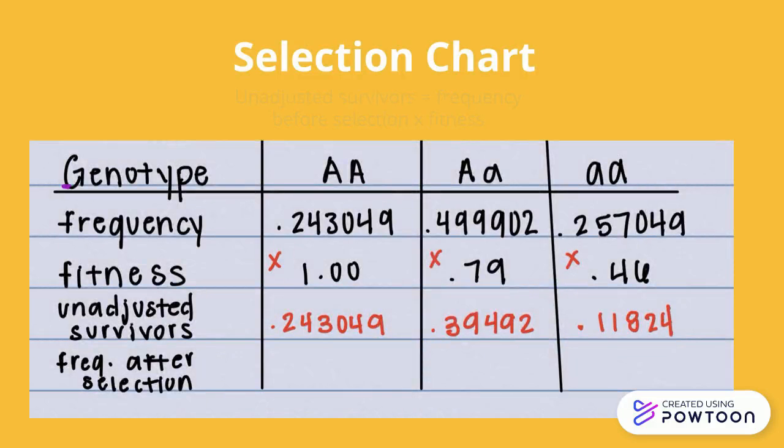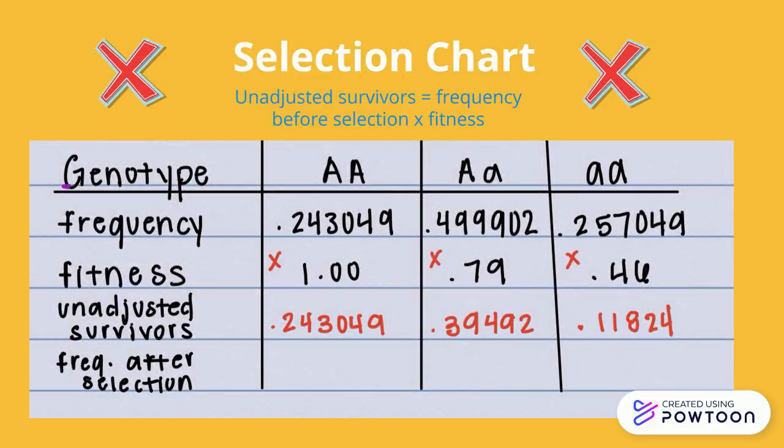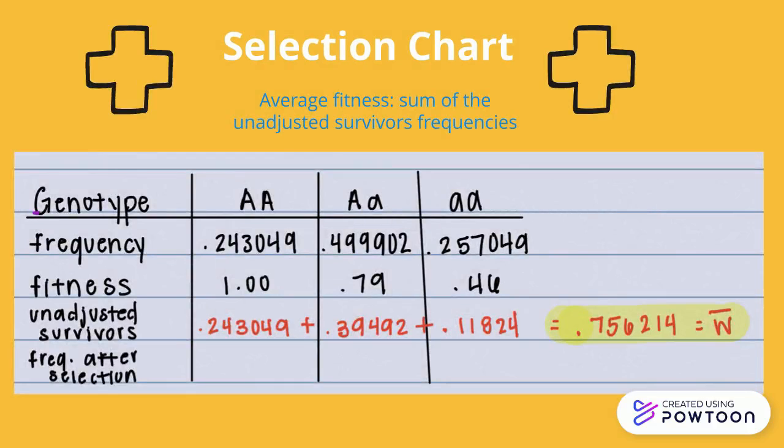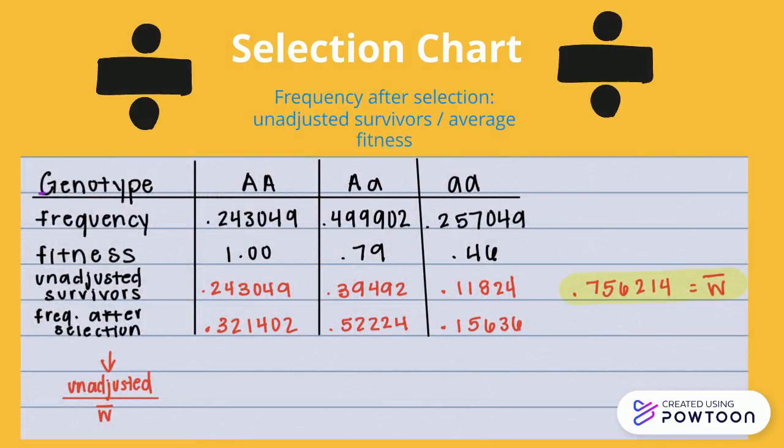We calculate the unadjusted survivors by multiplying the frequency before selection by the fitness level for each genotype. The calculations are shown on the chart. We then add together the unadjusted survivor frequencies to obtain the average fitness. We obtain a value of about 0.756 for the average fitness for our iguana population. We find the frequency after selection by doing the unadjusted survivors over the average fitness. The values obtained for frequency after selection can be seen on the chart.